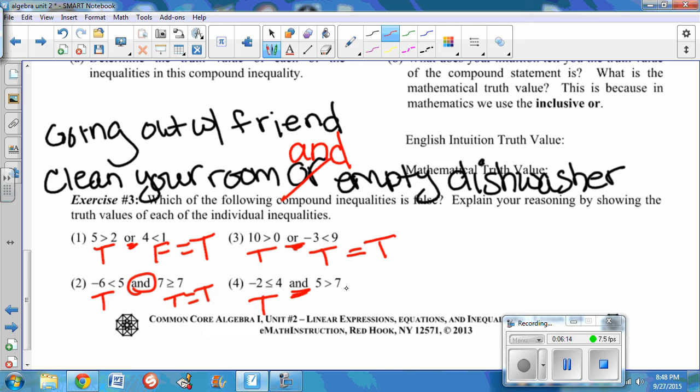5 is greater than 7. Is 5 greater than 7? That's false, but your connector was and. Go back to that idea of cleaning your room and emptying the dishwasher. You did one part, but you didn't do the other, so that whole statement is false.